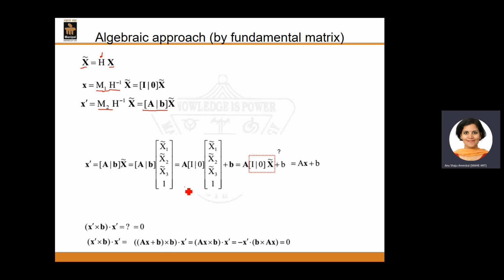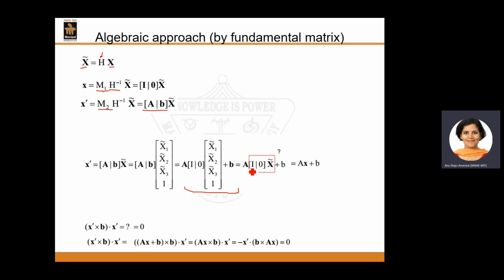So this particular expression gives me the same as this one when I'm solving it. Now that I can write it in this form, let me rewrite this x tilde into its previous vector form. I can write it as A I 0, x tilde, plus B.